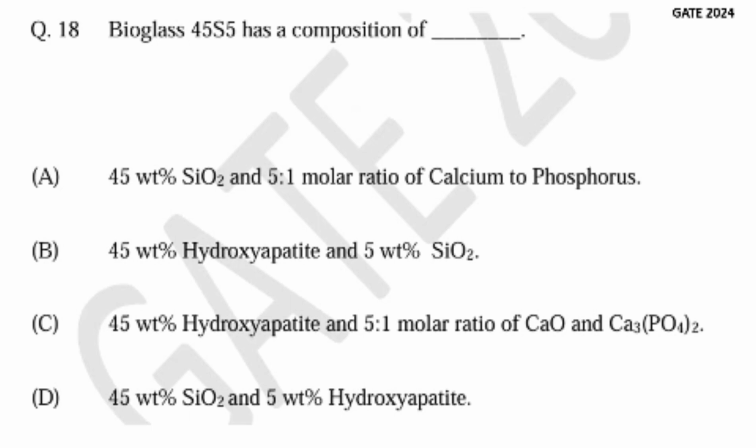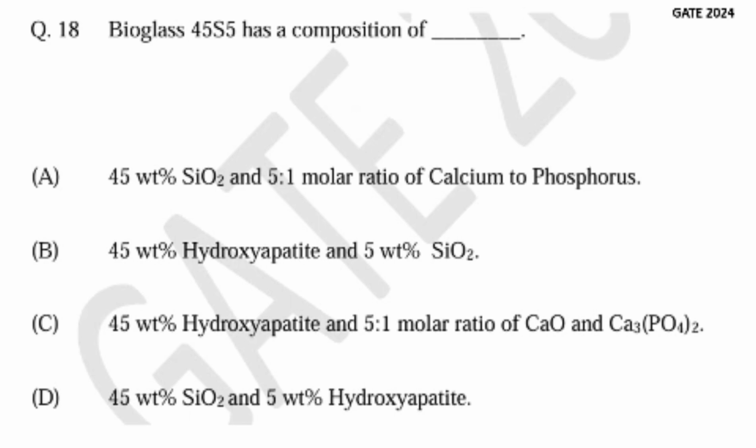So I will review the answers now. The first option contains 45 weight percentage of SiO2. However, the 5:1 molar ratio of calcium to phosphorus is not the exact ratio in Bioglass 45S5, which instead involves a mixture of calcium and phosphorus oxides in the composition. So this is the correct answer.